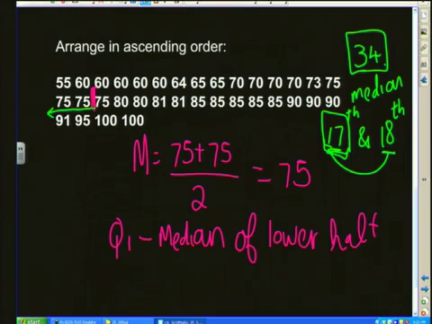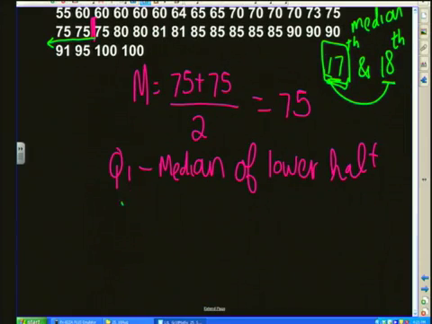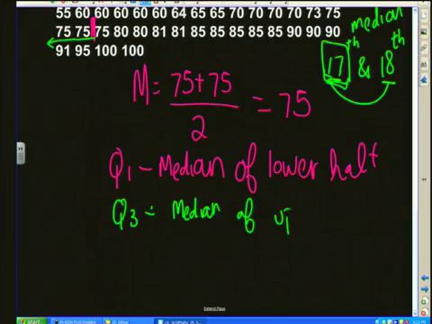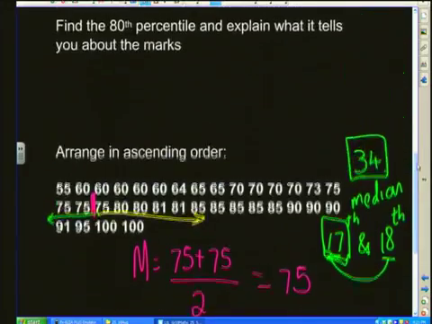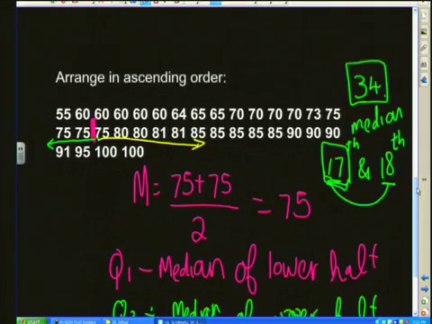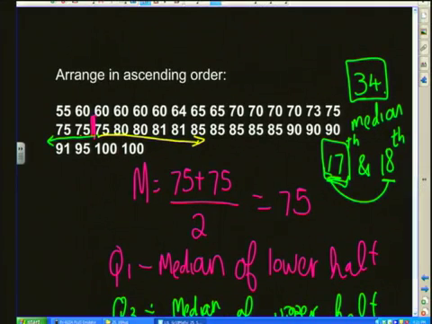Then in order to find Q3, you work out the median of the upper half of values. So we go from the median point and look to the right. We're going to find the median of the lower half and the upper half in order to get Q1 and then Q3. All right, so we know that there are 17 points up to this number here, 75.